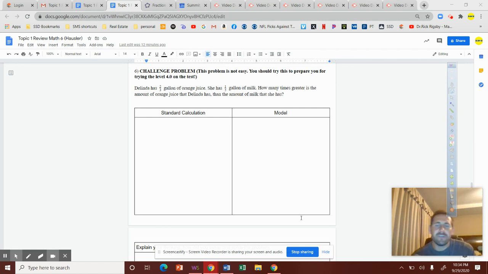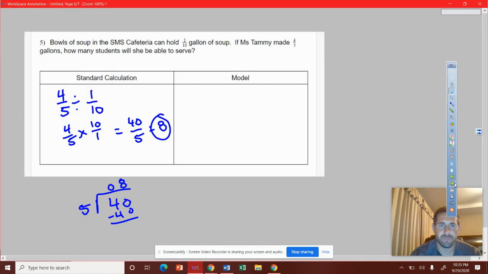So the confusing thing here is the words "how many times greater." People are thinking times is multiply, but really it's not multiplication here. We really are trying to do division. We're trying to say how many times can 1/5 go into the 2/3 gallon. So take a look at this problem.